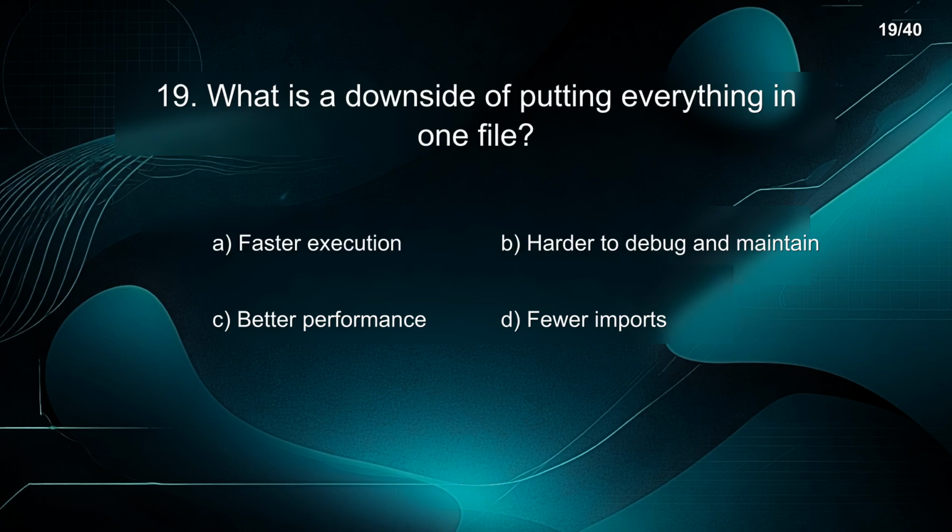19th question. What is a downside of putting everything in one file? A. Faster execution. B. Harder to debug and maintain. C. Better performance. D. Fewer imports. Correct answer is B. Harder to debug and maintain.